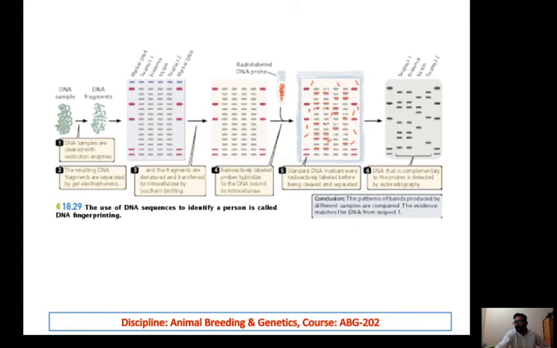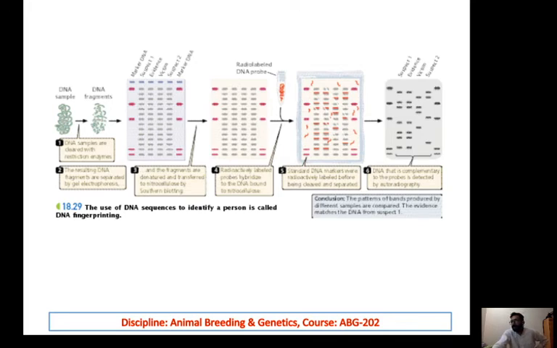Finally, another useful technique of recombinant DNA technology is the use of DNA sequence to identify a person, which is called DNA fingerprinting. In criminal cases, we take the specimens. Most recently, in 2018, a case in Pakistan was a rape case. I hope that everybody knows about that. They used such fingerprinting technology to identify the criminal or the suspect. The Zainab case was resolved with the help of this technique.